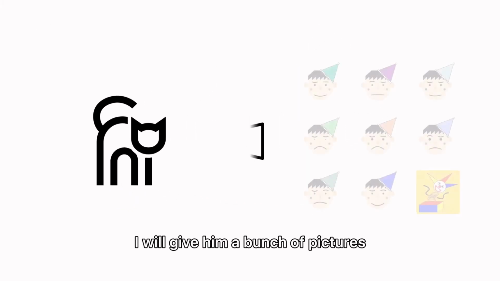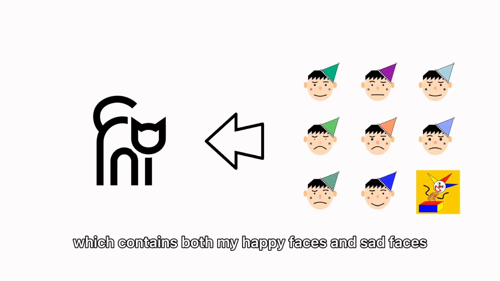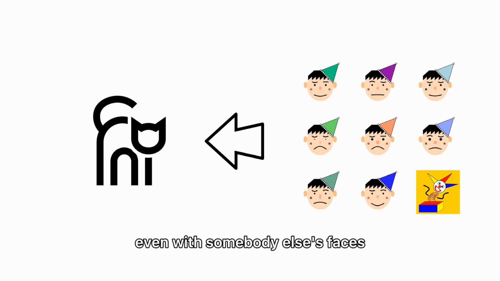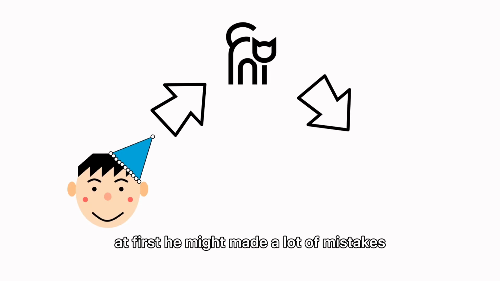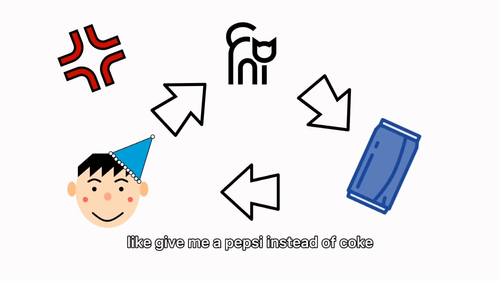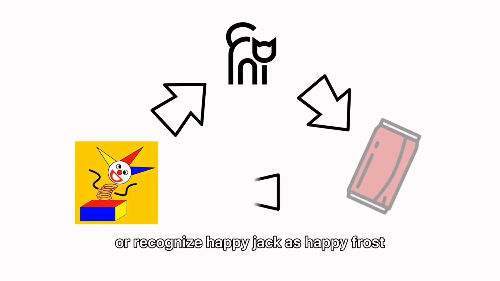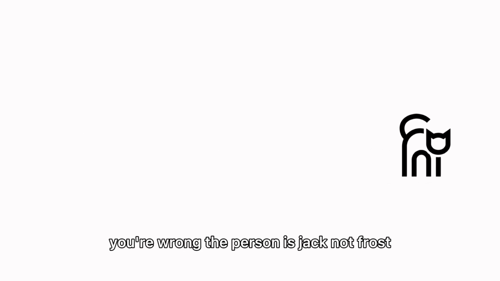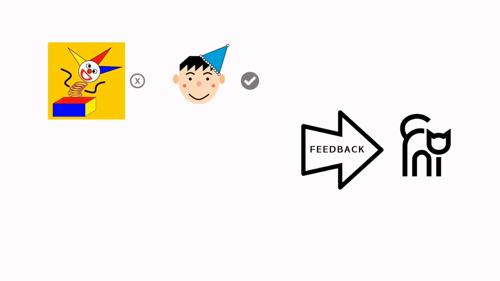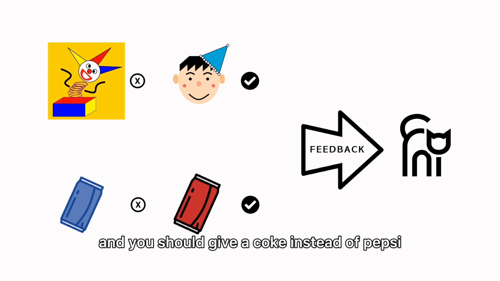First, I will give him a bunch of pictures which contain both my happy faces and sad faces, even with somebody else's faces. At first, he might make lots of mistakes, like give me a Pepsi instead of Coke, or recognize Happy Jack as Happy Frost. Well, what's next? Next, you have to give him feedback, like, hey buddy, you're wrong, the person is Jack, not Frost, and you should give a Coke instead of Pepsi.